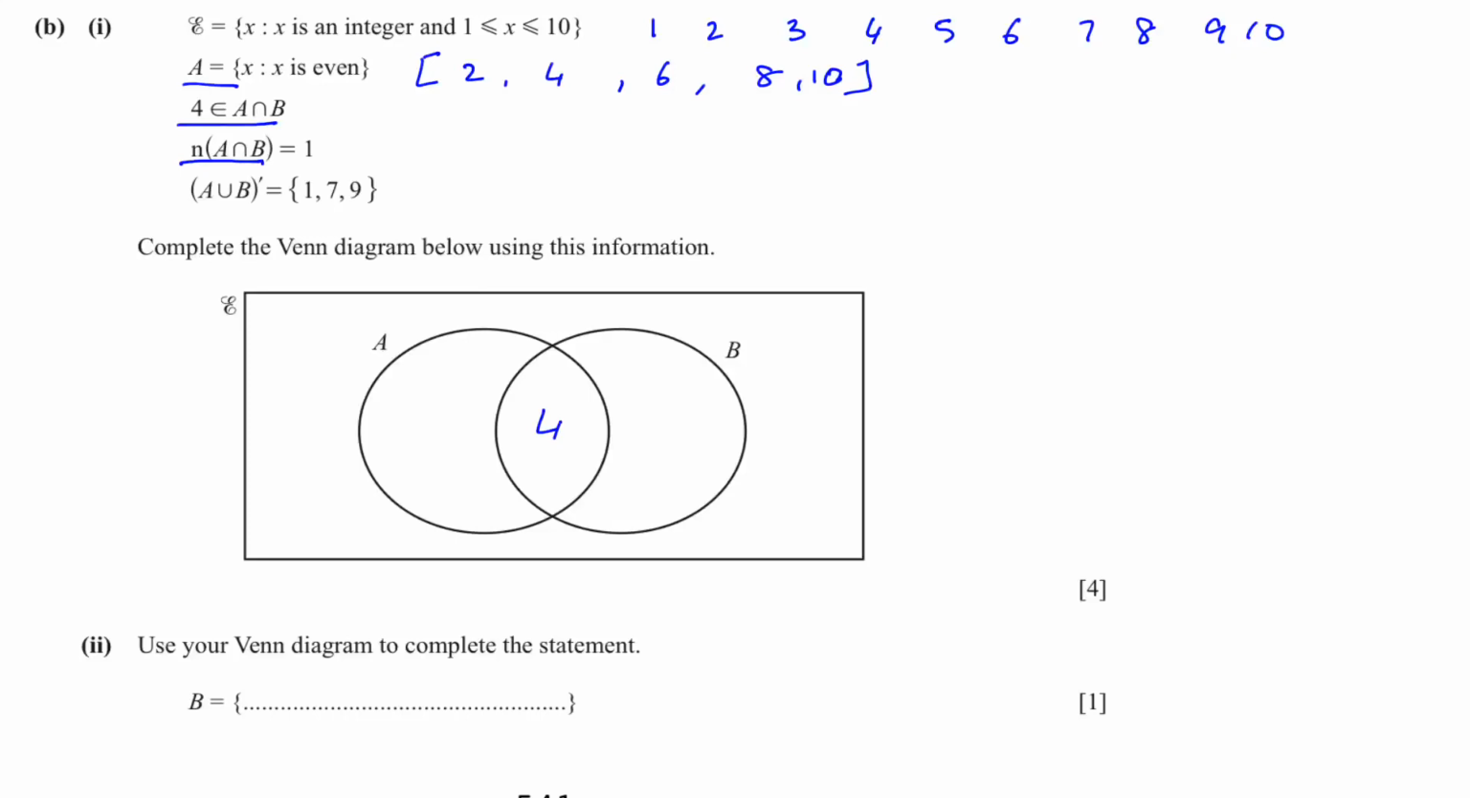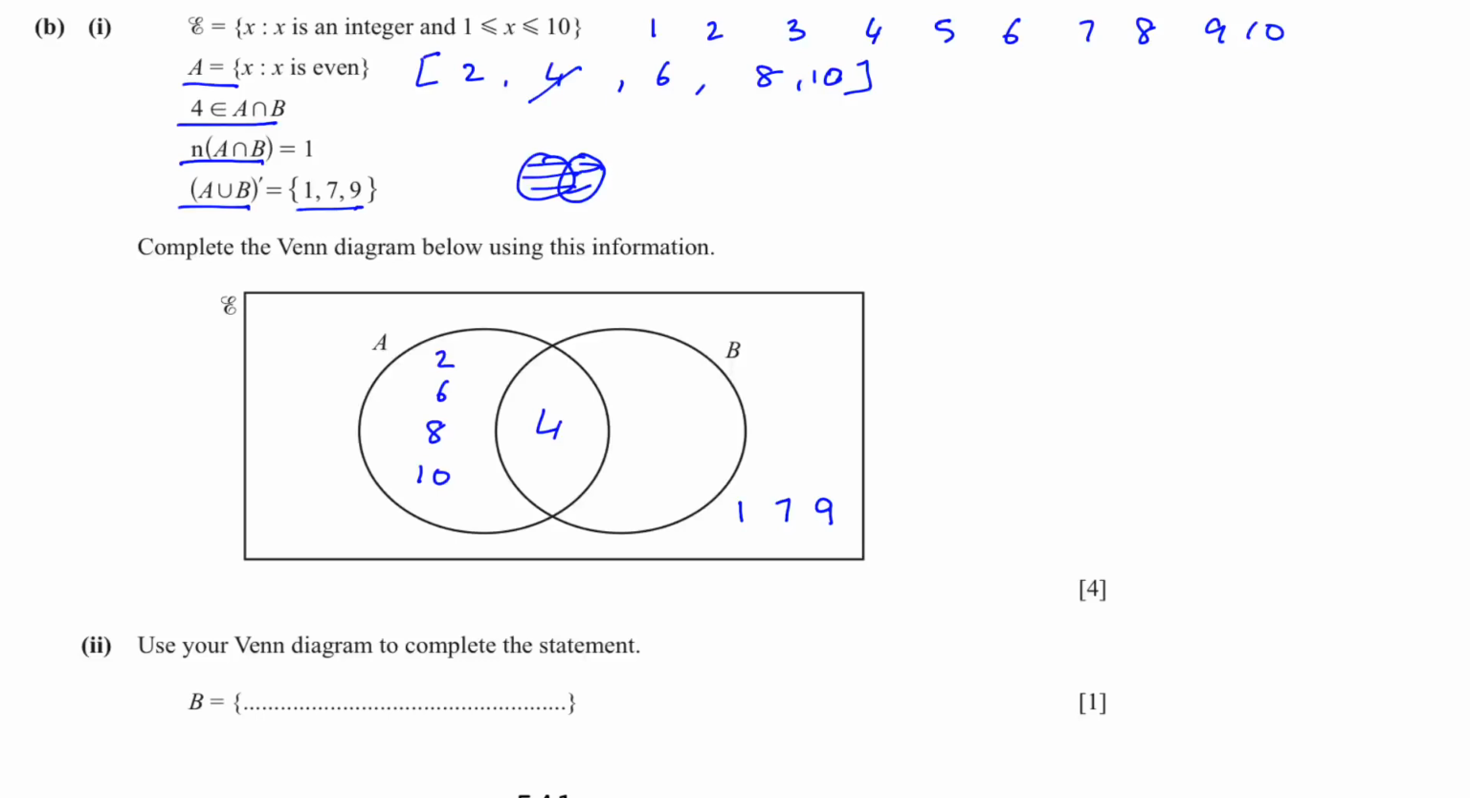Let's complete the set A. 4 has been in the intersection. What is remaining? 2, 6, 8 and 10. Then we have been further told that A union B complement is 1, 7, 9. A union B is the full 2 circles. This is A union B. And A union B complement, think of it as A union B naught. So if this is A union B, what will A union B naught? The outside part. So this is 1, 7 and 9.